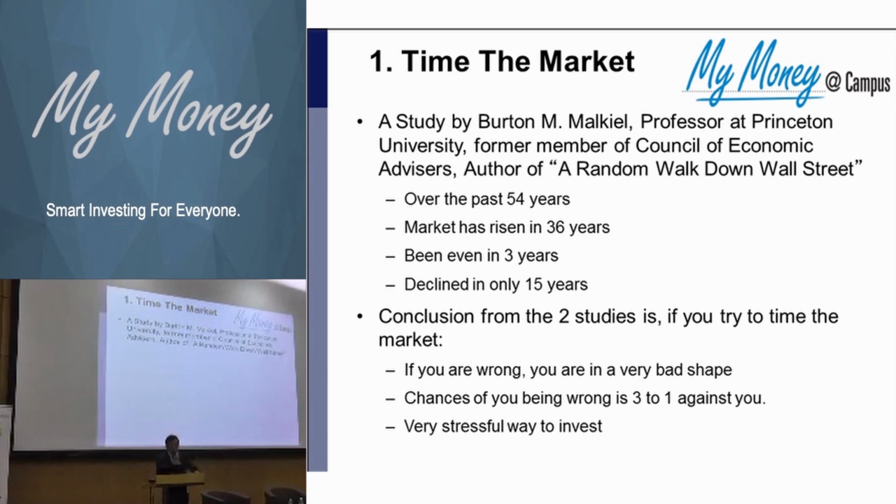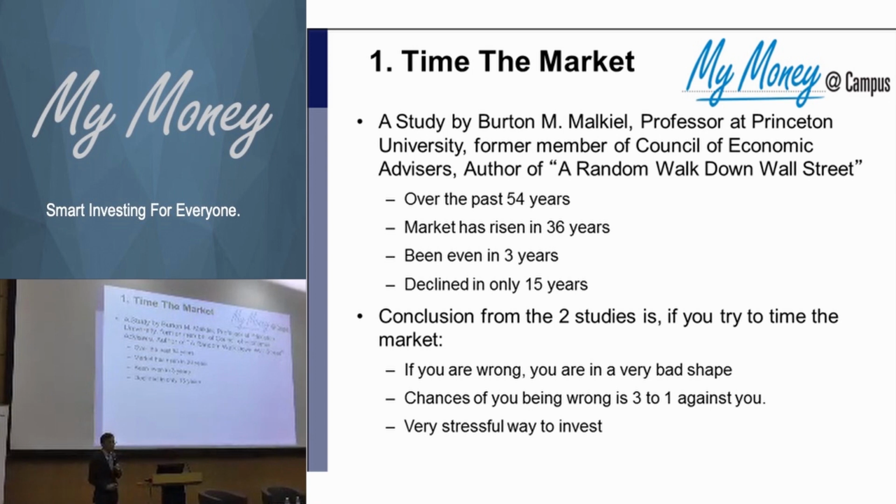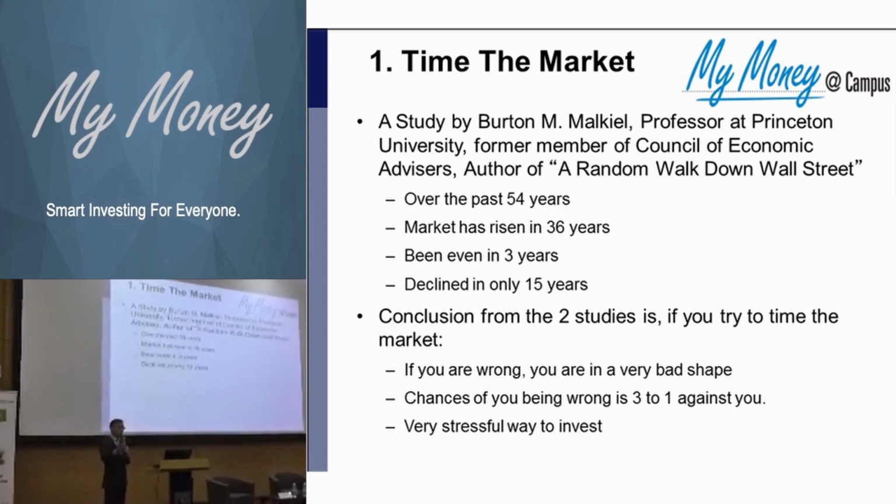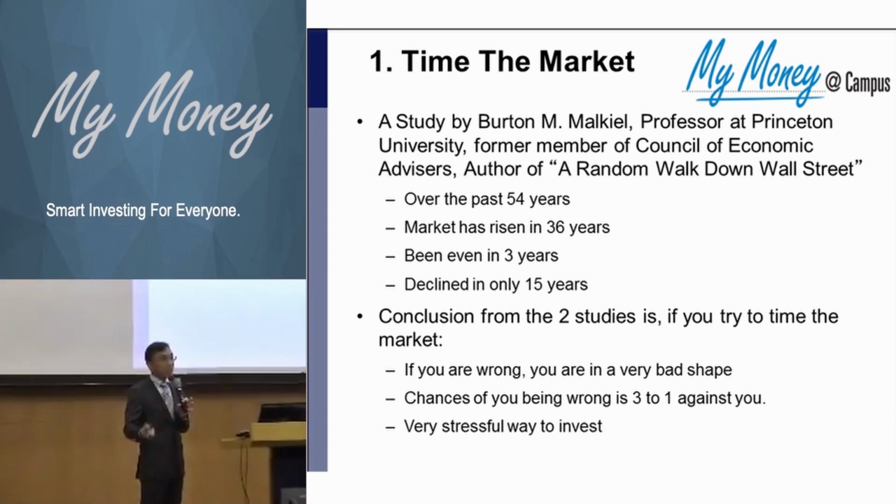I recommend another book called A Random Walk Down Wall Street by Burton Malkiel. He's a professor at Princeton University. He used to advise the president of the US, and he did a study over the past 54 years. He found that the market has risen in 36 years, been flat for 3 years, and down only for 15 years. So in short, and I hope that's good news to all of us, most of the time, people in good mood, market also in good mood, most of the time it is up.